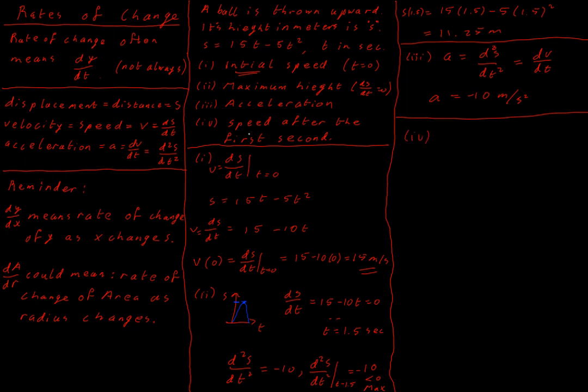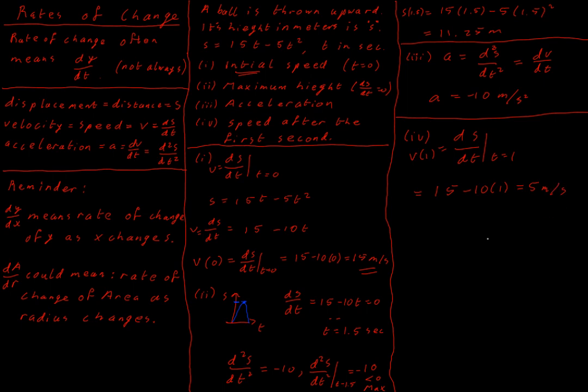And finally, part 4, the speed after the first second. How do we translate that into, we're looking for v of 1. So what is the speed when t is 1? Or we could write that as ds dt at t is equal to 1. We know what ds dt is equal to, so let's just sub that in. So we have 15 minus 10 times 1 is equal to 5 meters per second.